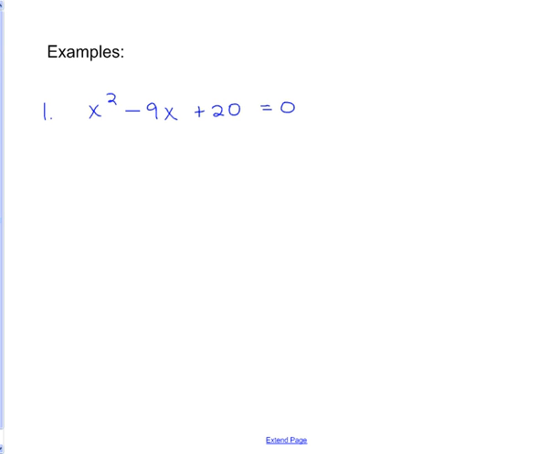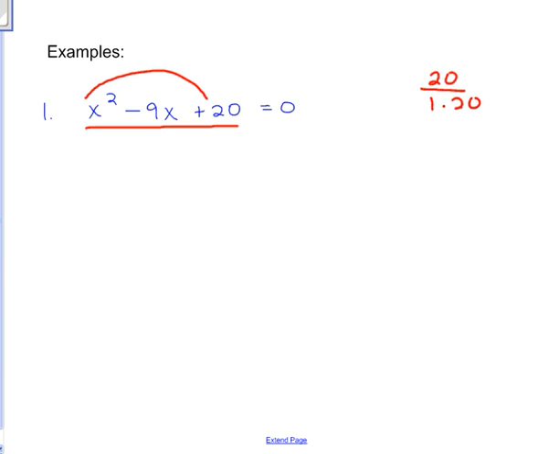Example 1, x squared minus 9x plus 20 equals 0. So I would ask myself, is it in standard form? Yes it is, because all the terms are in order and it's equal to 0. So I'm going to want to factor the trinomial that's here on the left side, by using the same rules that we've talked about in the previous sections. That means looking for a greatest common factor first, which there's not one. It's a trinomial, so I'm going to factor this by multiplying first coefficient times last. 1 times 20 would be 20.